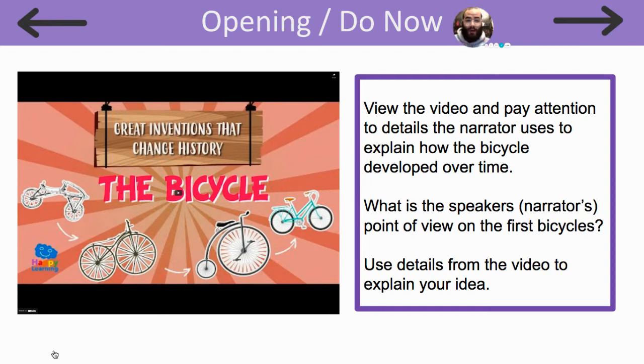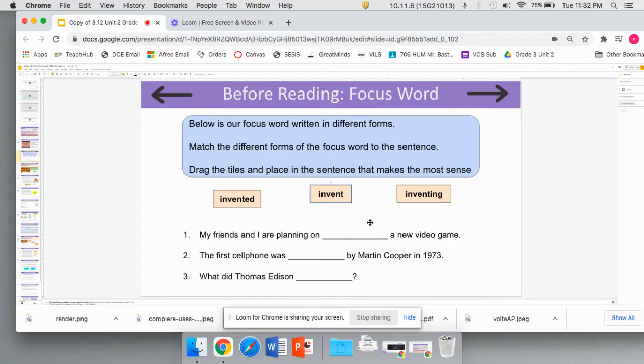So what did you think the author's point of view was? I think the author believes that bicycles are a great invention that changed history. I also think the author believes that the bicycle was developed in different phases. Below is our focus word invent written in different forms. What I want you to do is match the different forms to the correct sentence. So read the sentence and match the correct form of invent.